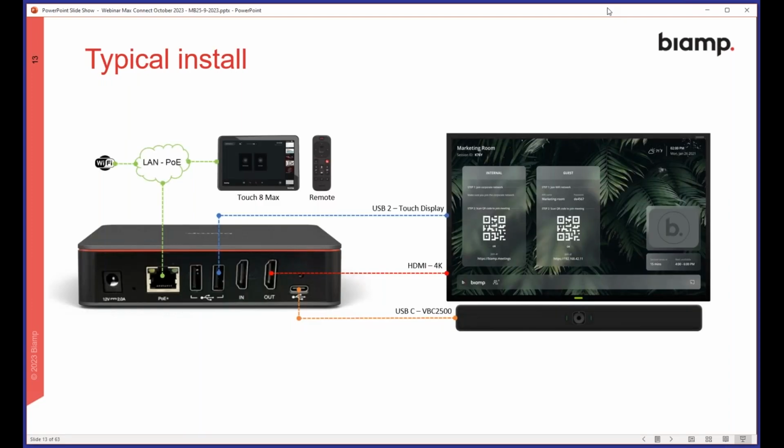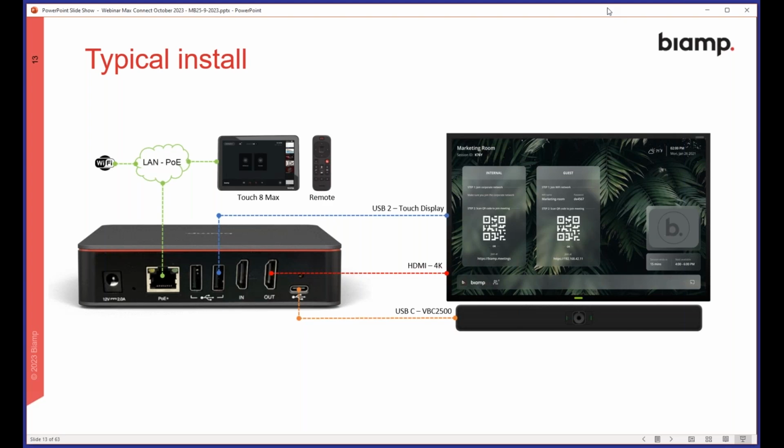And this is the typical installation, exactly what we have now in this room. So the unit is connected to the network and to the company Wi-Fi. To the network, we connected also the Touch 8 Max. The touch display is connected using two cables, HDMI and USB for the touch display, and the BBC 2500 to be used as a camera and audio for the meeting.